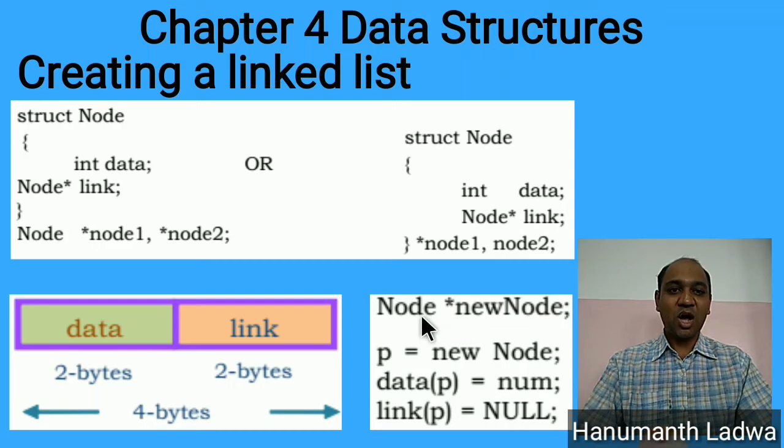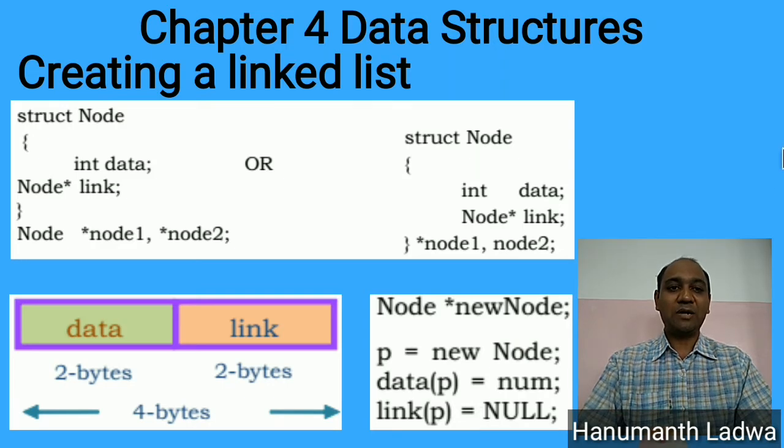Next you can see here how to create each node. Node asterisk symbol p, what does it mean? This is a pointer variable of node type, and then we write p is equal to new node. Here new is the keyword which is used to allocate memory dynamically at the time of execution. Next, data of p, that is the pointer, data of p is equal to num. Num is the actual value that is to be stored in the data part of the node. Next, link of pointer is equal to null. This is how we create a particular node.